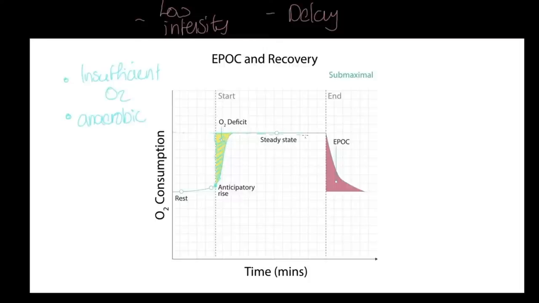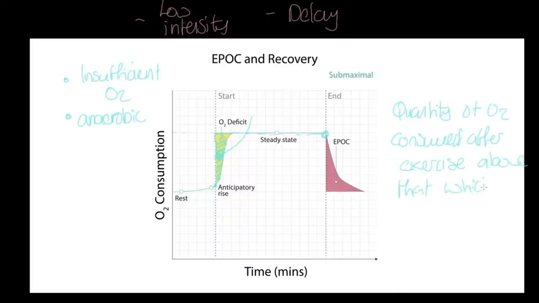Now, of course, we then have steady state, which means that oxygen supply equals oxygen demand. But at the end of exercise, or when exercise intensity drops, we must, in essence, recover this work, okay? And that is what EPOC is for. EPOC is a quantity of oxygen consumed after exercise, or it could be lowered intensity, above that which would have been consumed at rest.